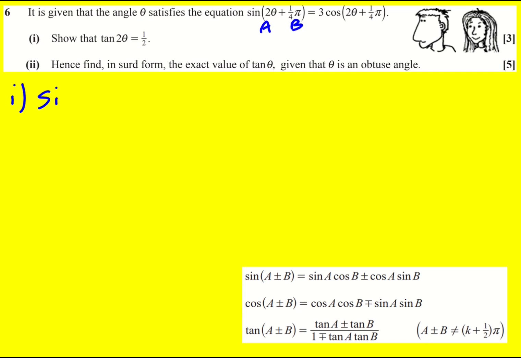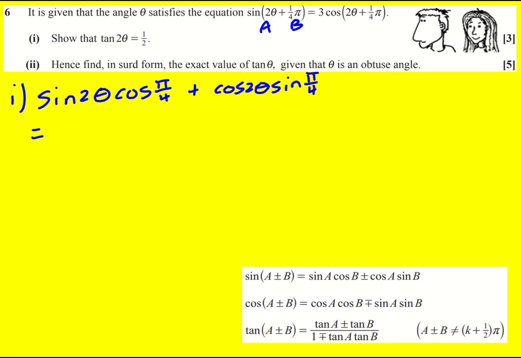It's going to be sine of 2 theta times cos of pi over 4. We're working in radians here. It's just implied by the fact we've got pi's going on. Plus cos 2 theta sine pi over 4.